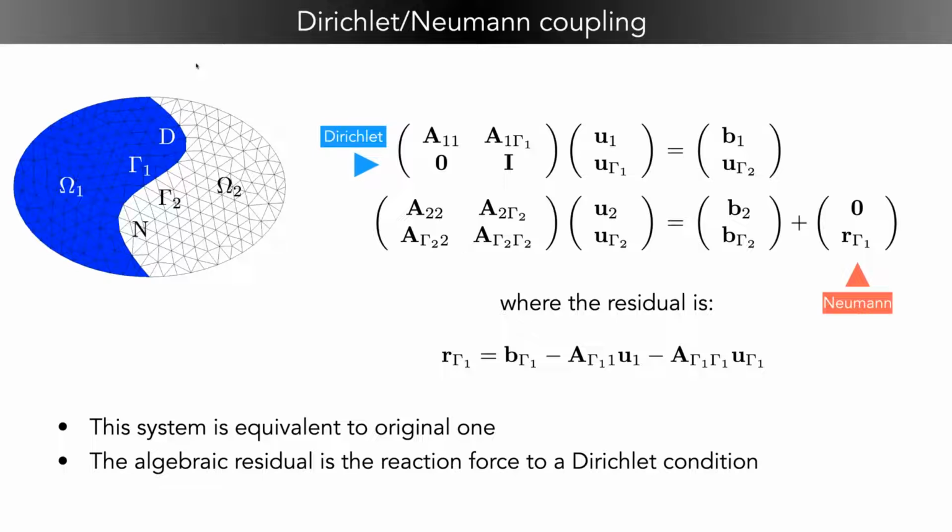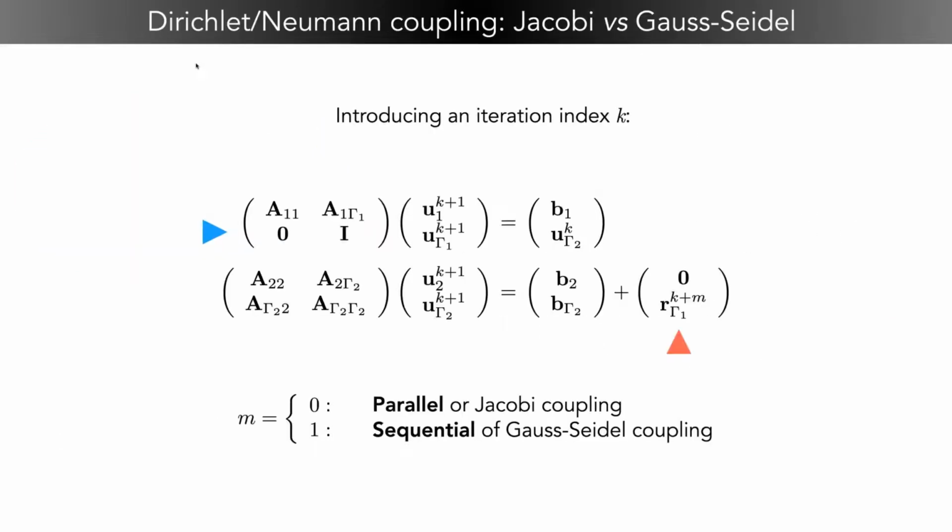So what can we do with that? This is a monolithic one. We can have the solution of this in, well, one iteration, because this is equivalent to the first one. So Gauss-Seidel and Jacobi are just the previous equations, put with some iterative index k. From this we can obtain a parallel one, which is a Jacobi one, and with the Jacobi one we would solve the two problems using the boundary condition computed from the previous iteration. So this would be parallel, both can run at the same time, and taking m equal to 1, we obtain the sequential or Gauss-Seidel coupling.